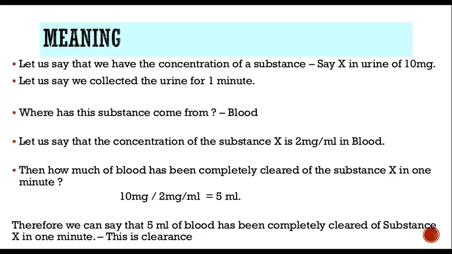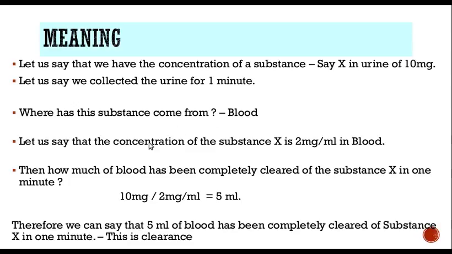Let us say that we've collected urine and we found a substance X in the urine to be 10 milligrams. Let us say that we have collected the urine for 1 minute. So there is 10 milligrams of that substance X in the urine. Where did this substance come from? This came from the blood because urine is an ultrafiltrate of the blood.